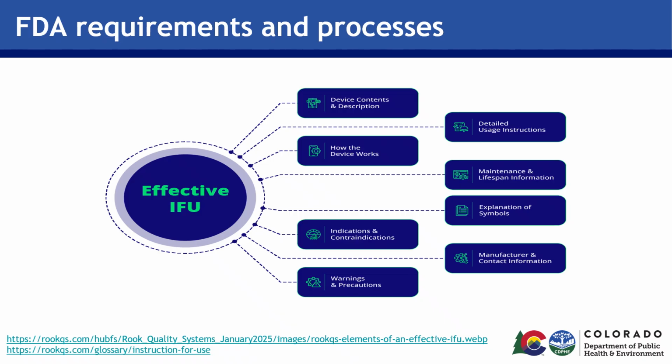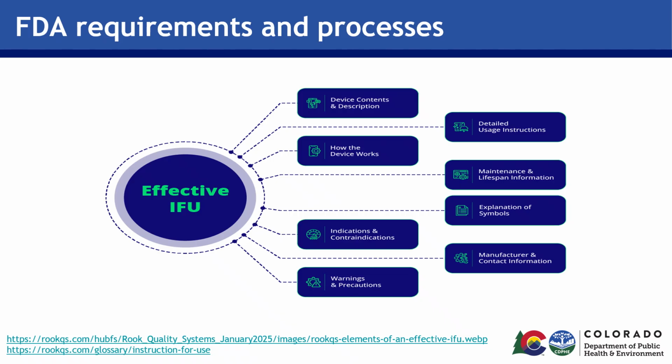FDA requirements and processes. The U.S. Food and Drug Administration, or FDA, plays a crucial role in advancing medical innovations and regulating products that consumers use daily. The FDA is a federal agency under the Department of Health and Human Services that is tasked with protecting public health by ensuring the safety, effectiveness, and security of human and animal foods, drugs, vaccines, medical devices, and more. This also includes that accurate health information is provided to the public. As you can imagine, IFUs are a big part of this.